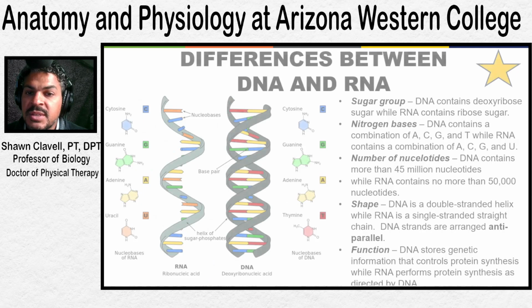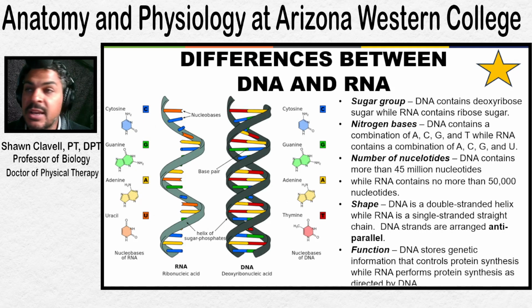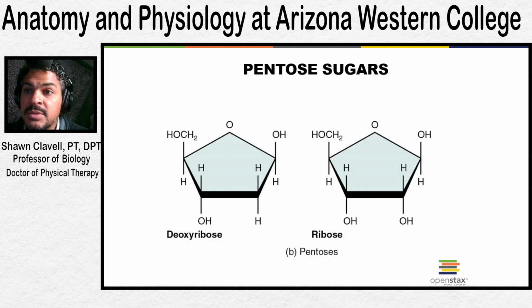Which brings us to some of the differences between DNA and RNA. The first is the sugar group. Remember that the sugar group contained in DNA is deoxyribose. The sugar group contained in RNA is ribose. So the first difference between DNA and RNA is the pentose sugar associated with them.